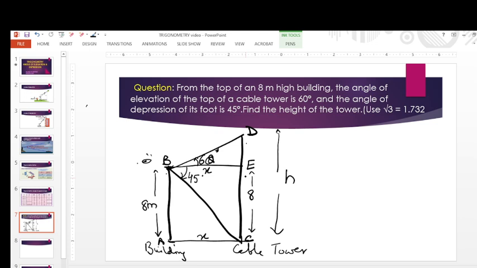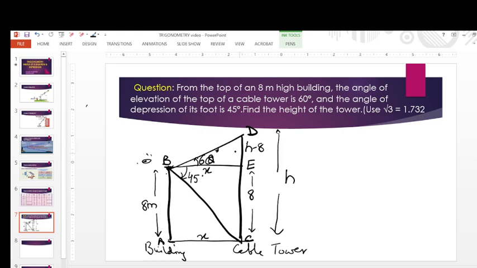So already from E to C, this height we know, which is the building, plus this additional height. How will we find DE? We'll do H total minus 8. We can do H minus 8. Okay, that is DE.